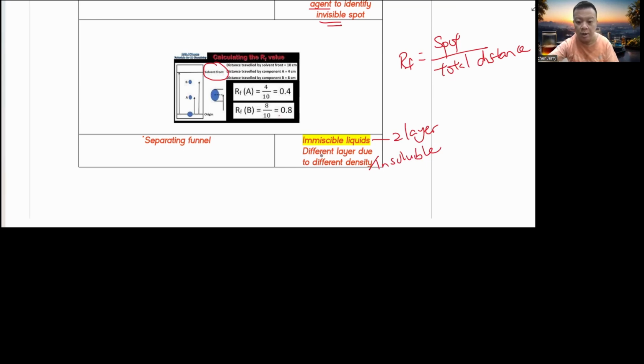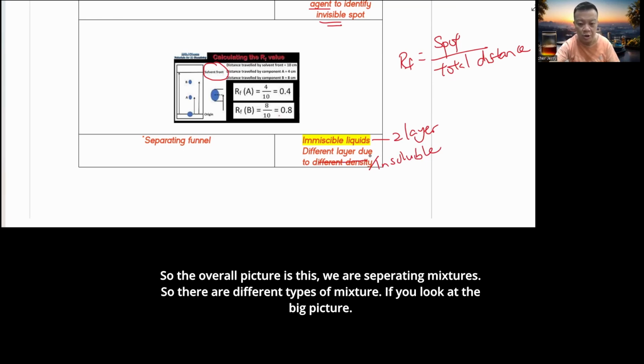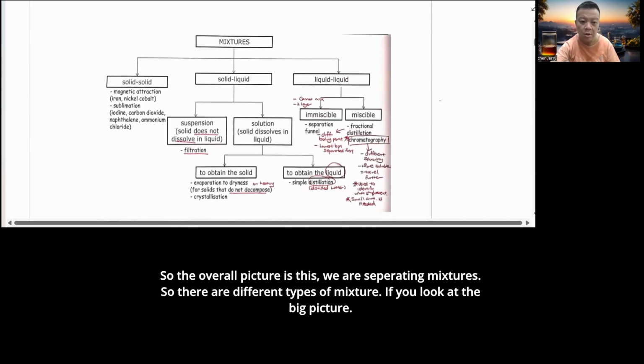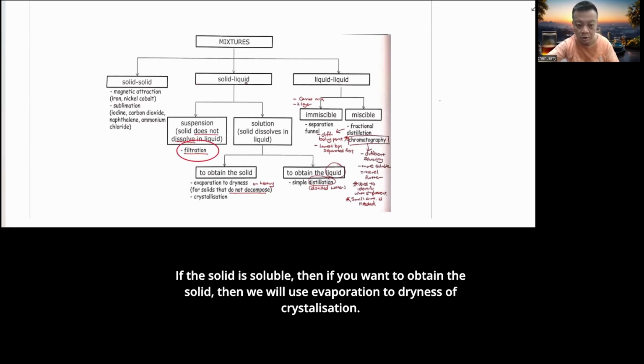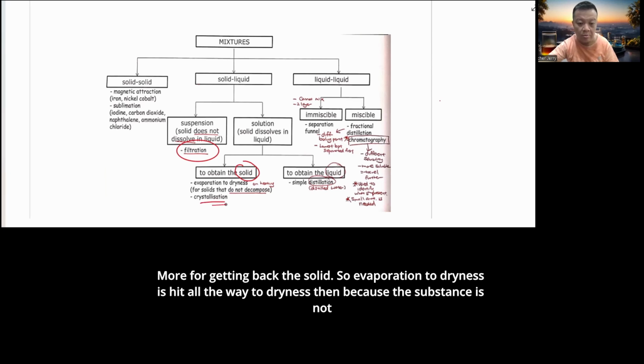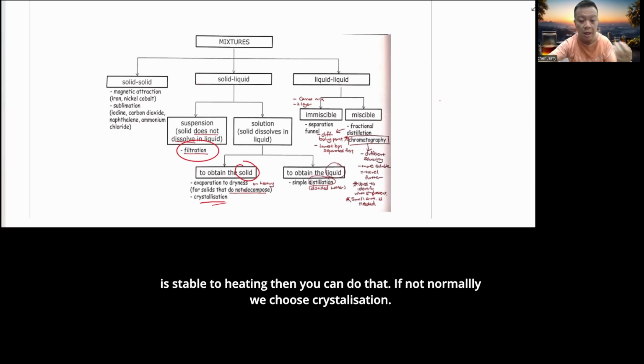So the overall picture is this. We are separating mixtures, and there are different types of mixture. If you look at the big picture, there are solid and liquid. If it's insoluble, straight away filtration. If the solid is soluble and you want to obtain the solid, we use evaporation to dryness or crystallization, more for getting back the solid. Evaporation to dryness means you heat all the way to dryness, which you can do if the substance is stable to heating. If not, normally we choose crystallization.